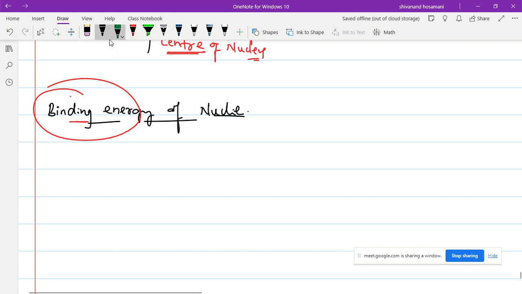Especially here, Mp is defined as the mass of the proton, and Mn is defined as the mass of the neutron.